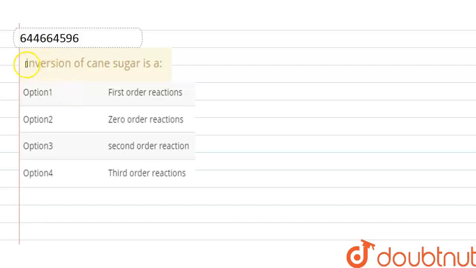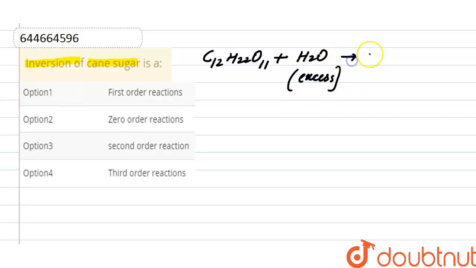Hello everyone. Here the question is, inversion of cane sugar is a first order, zero order, second or third order reaction. So we have to find out. First of all, the reaction here is C12H22O11 plus H2O, and here H2O is present in excess amount, and the products here are C6H12O6 plus C6H12O6.